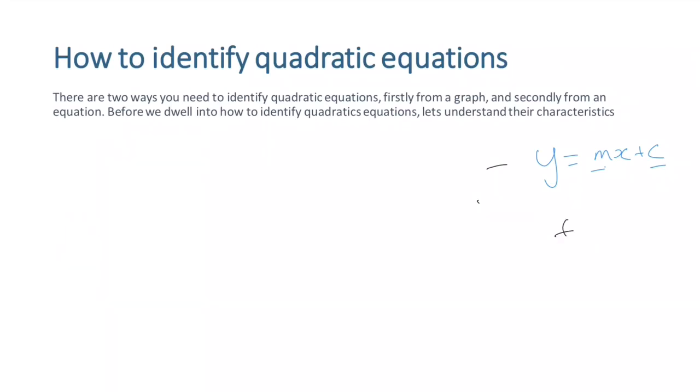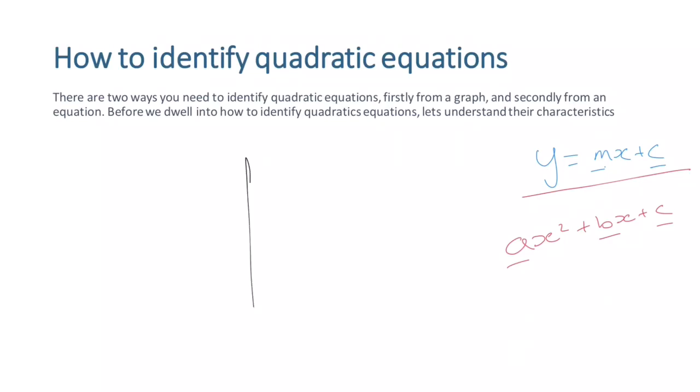Now, what is the general form of a quadratic equation? The general form of a line is y equals mx plus c. The general form for a quadratic equation is ax squared plus bx plus c. We'll go through this in a bit more detail in a moment, how to identify a, b and c. The last thing I want to cover before that is how to visually identify a quadratic equation.